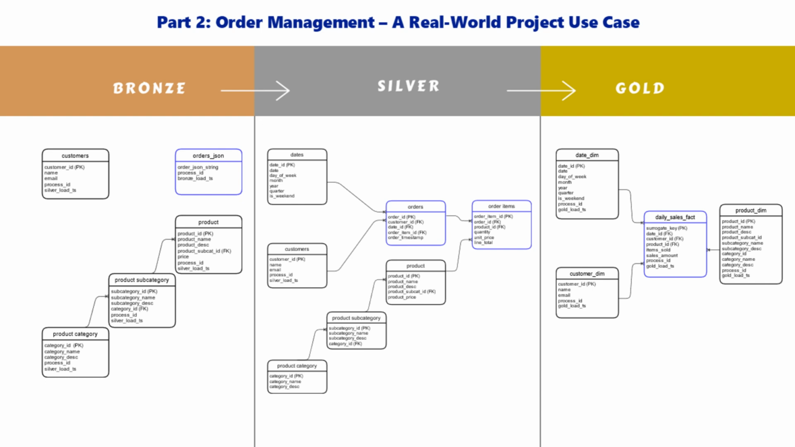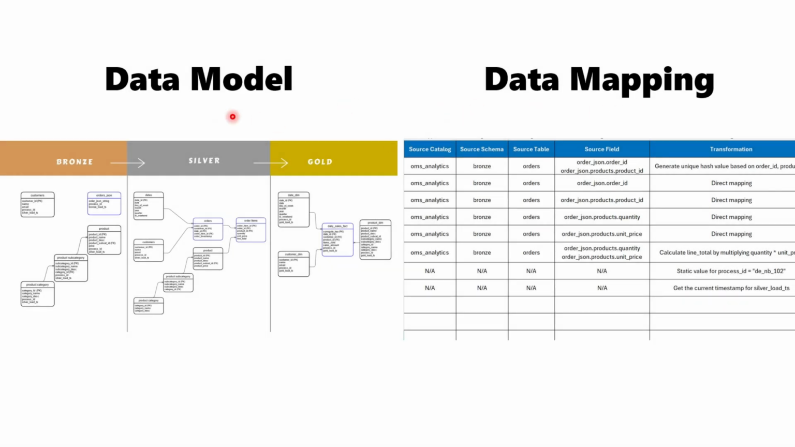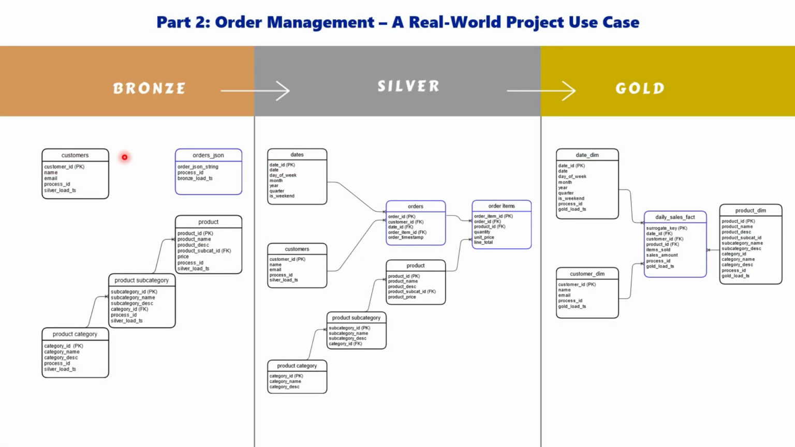In large organizations, data architects, data modelers, or even data leads often create data models like this and data mapping documents that look something like this. Generally, these two are inputs for data engineers and developers. Let's first focus on the bronze to silver transformation.